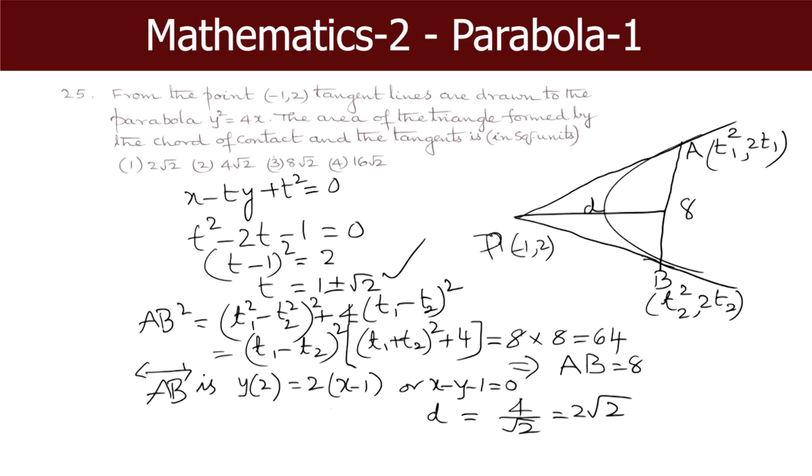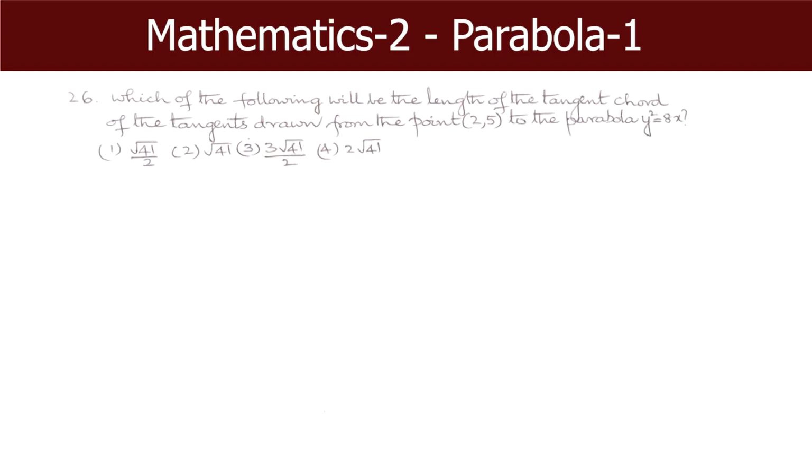And distance base is 8. So, what is the area of triangle PAB? 1/2 of D into 8, that is equal to 8 root 2 square units, which is the third option. కొద్దిగా డిఫికల్ట్. ఇలాంటి క్వశ్చన్ వస్తే మెయిన్స్ పేపర్లో రావచ్చు. నెక్స్ట్ 26.